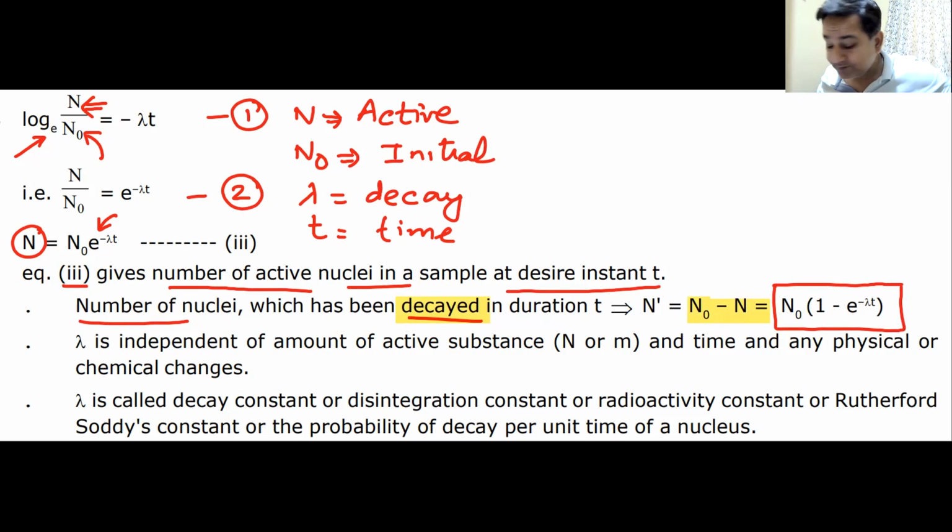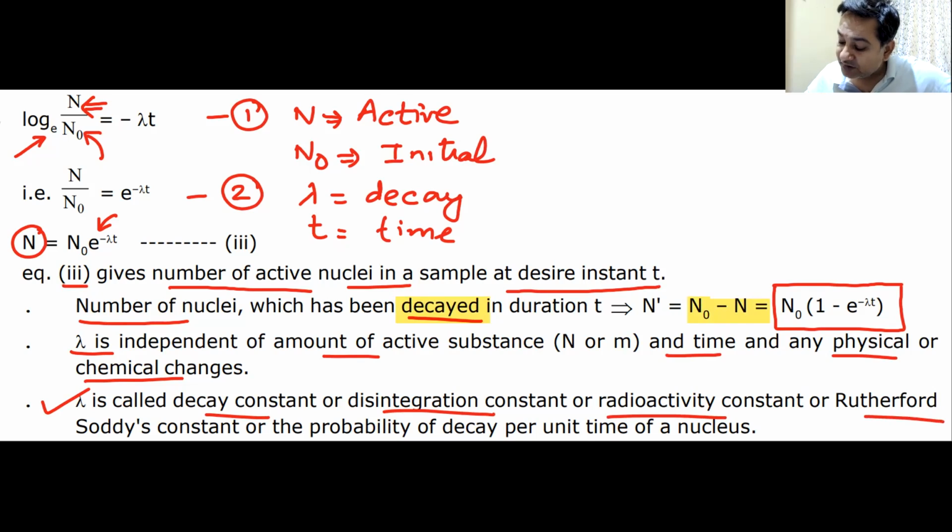Yes, sir. We will have to write this. Lambda is independent of the amount, time and any physical or chemical changes. It only depends on the nucleus which was there at the beginning. Lambda is also known as decay constant, disintegration constant, radioactive constant, Rutherford constant, steady constant, probability of decay per unit time. You can have various names for this. In the examination hall, they might not call it lambda or decay constant. They might call it by different names. Please don't get confused with the different names. We understand this?